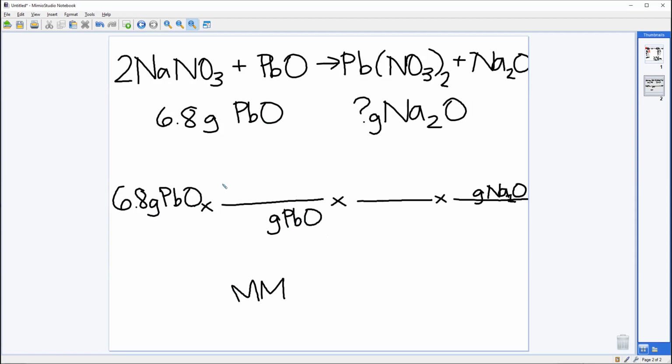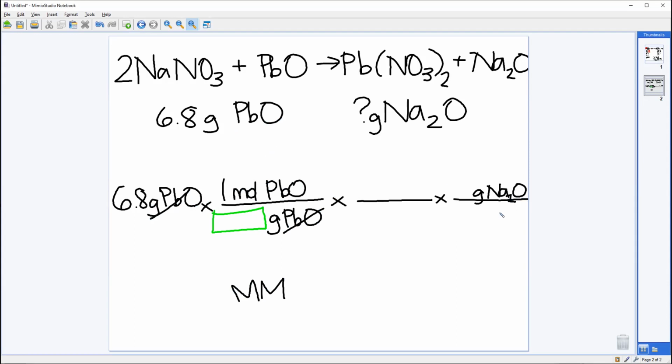And since this is molar mass, I know that that's the amount in 1 mole of lead oxide. Okay, so my grams cancel. And I'm going to get this number right here. I'm going to put a little box here because I'm going to come back to this. This is going to come from my periodic table.